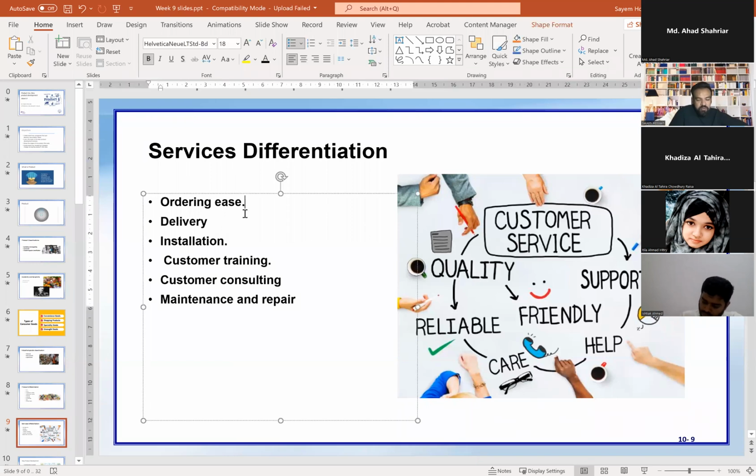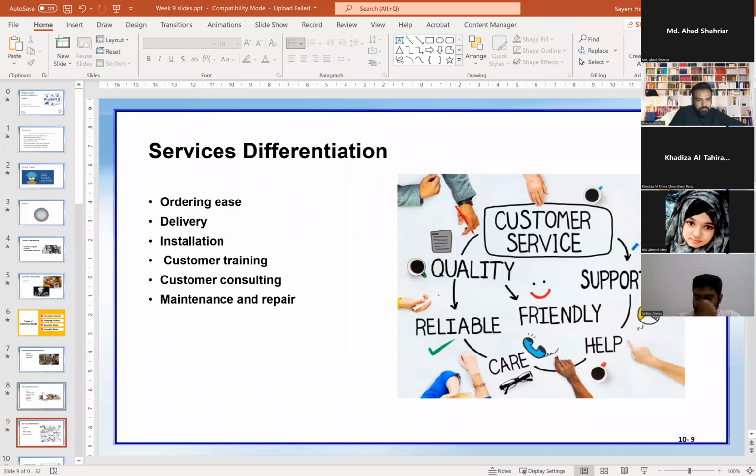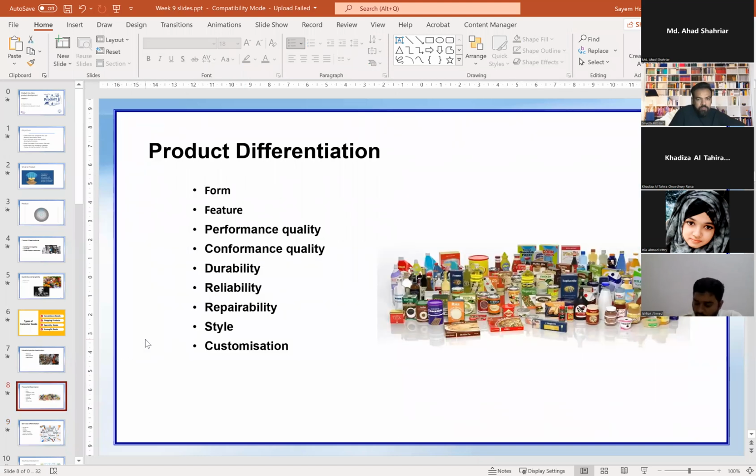Okay, Ahad, go ahead. Ask a question. I have a question from the previous slide. What's the difference between conformance and performance quality?